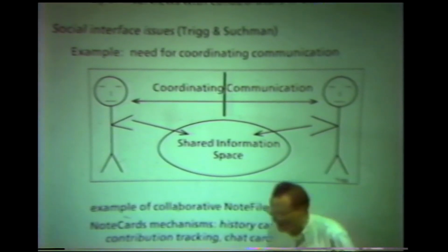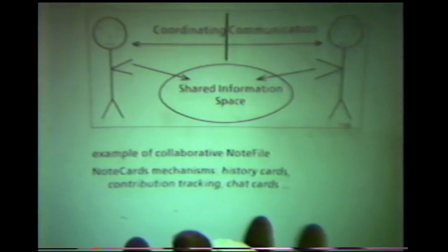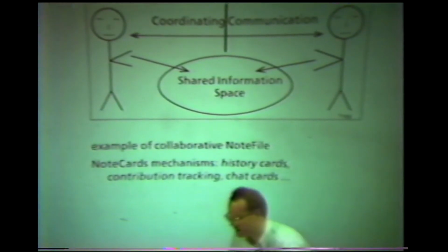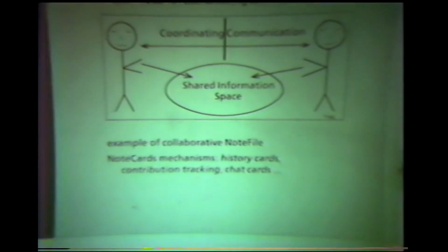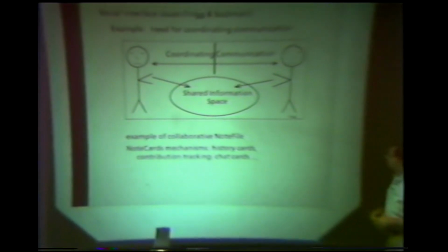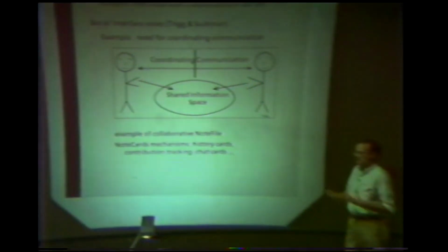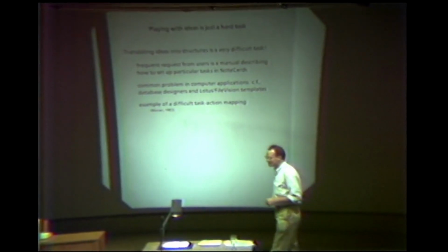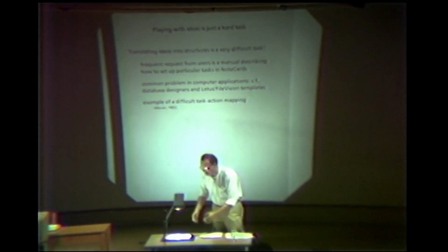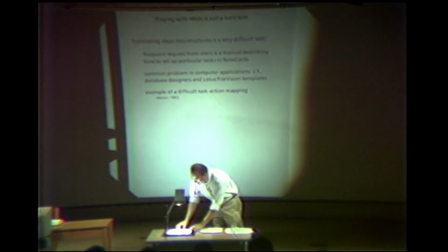And we're also looking at what kind of things you have to, I've called it social interface issues, but how do you put in the coordinating things about collaboration into note cards? So things like history cards, contribution tracking. They don't really want a manual telling them how to, they want a strategy manual. If you have this task, this is how so-and-so did it, okay?